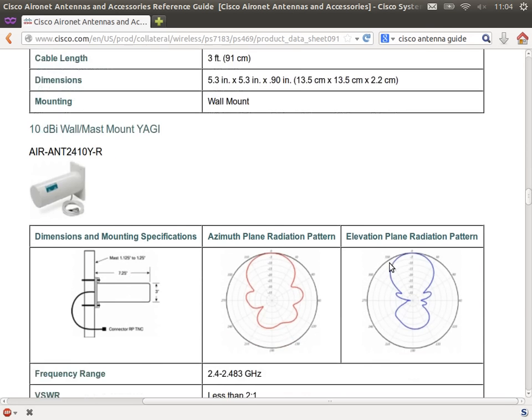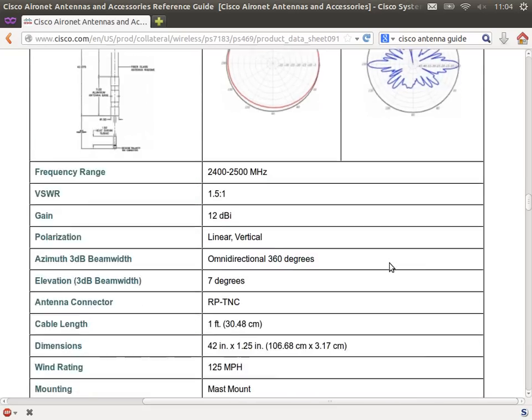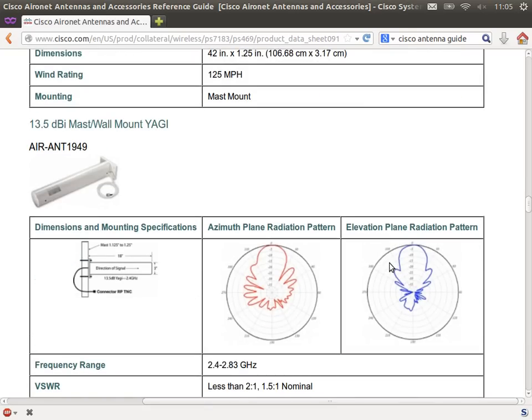8 dBi, 10 dBi, so different style antennas. 13 dBi and so on. So they list some of their products there.